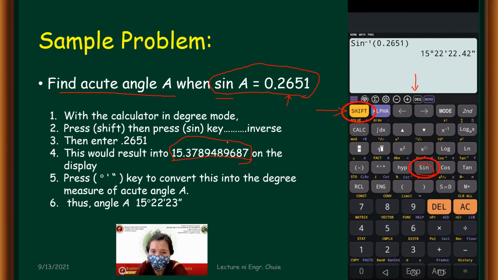So if you want to exactly determine the value of the minutes and seconds, you need to press this, yung naka-degree, minutes and seconds in your calculator. So you click this one, and the result is the equivalent of this angle, which is 15 degrees, 22 minutes, and 23 seconds. So it's 23. I just rounded up the 22.42 seconds. Okay.